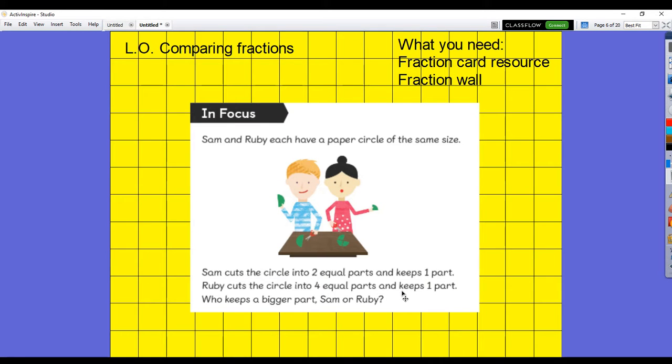Today we are moving on to comparing fractions. So what you're going to need for this lesson is a fraction card resource, which is attached, and the fraction rule that is also underneath this video.